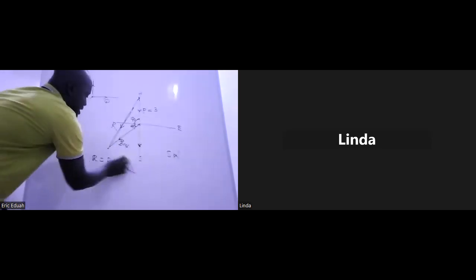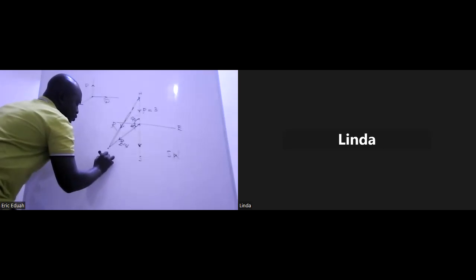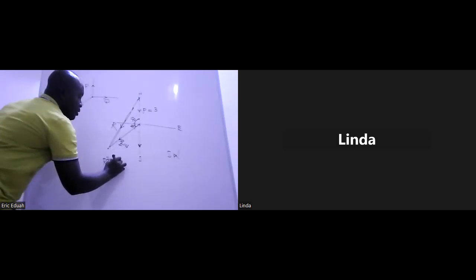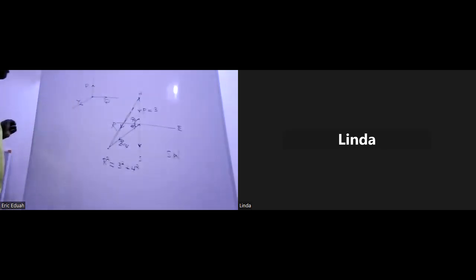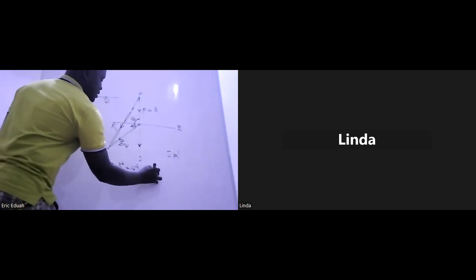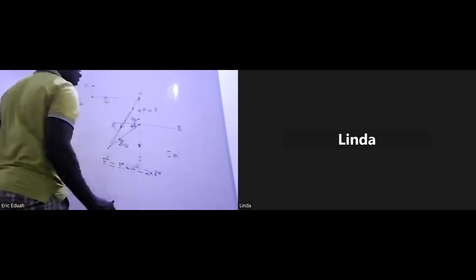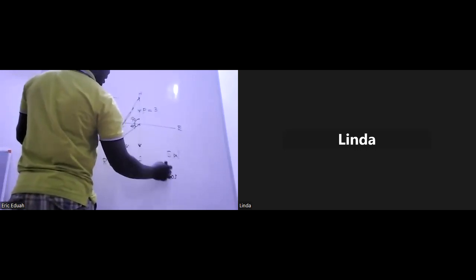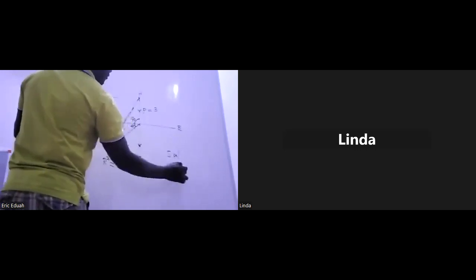All right. So if that's the angle, then R squared is equal to 3 squared plus 4 squared, minus 2 times 3 times 4 cos of the angle 135.